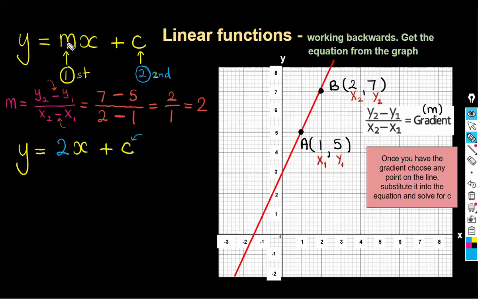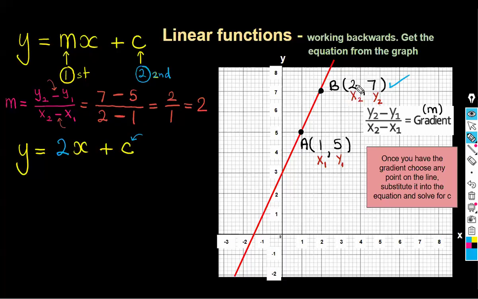Remember, we always find the gradient first. We just use this formula to find the gradient. So we replace the gradient of m with 2. To find c, choose any one of the 2 points you have. You could choose any point on the line, but we have 2 here. You could choose A or you could choose B. Doesn't matter. I'm going to choose B just for fun.